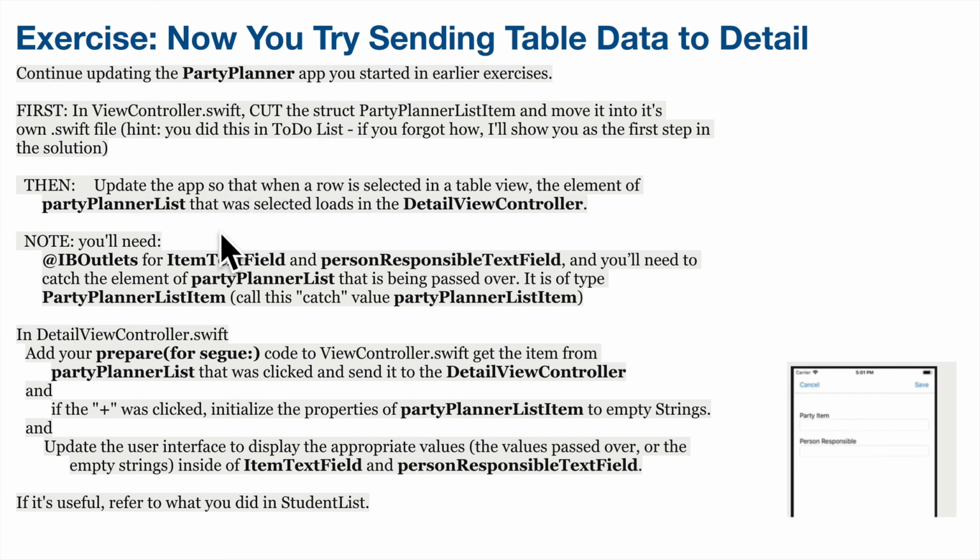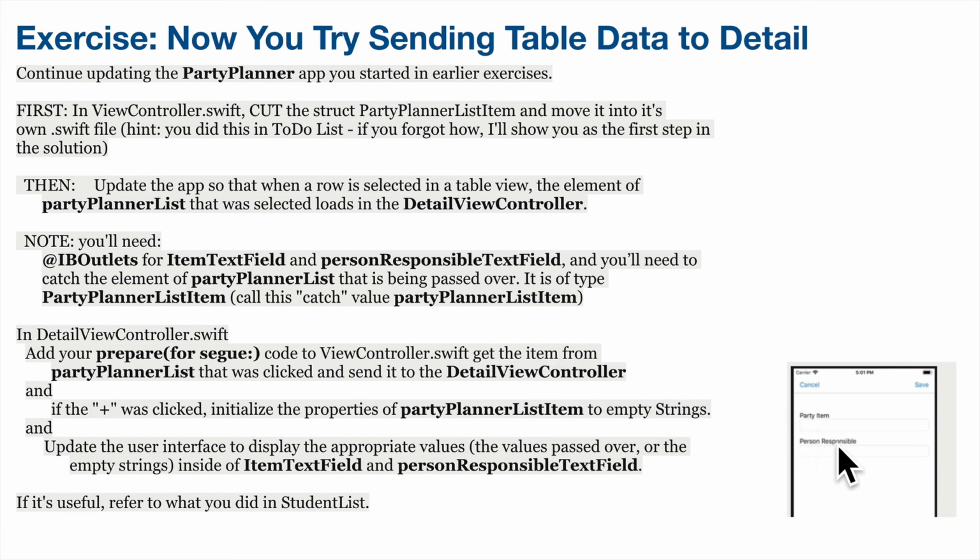Then what you want to do in your Party Planner app is when a row was selected in the table view, you want to grab the element of Party Planner list. That's the array that shows all of the different data structures inside of each row. I want to figure out which one was selected and then load that into our detail view controller. So what are we going to need to do?